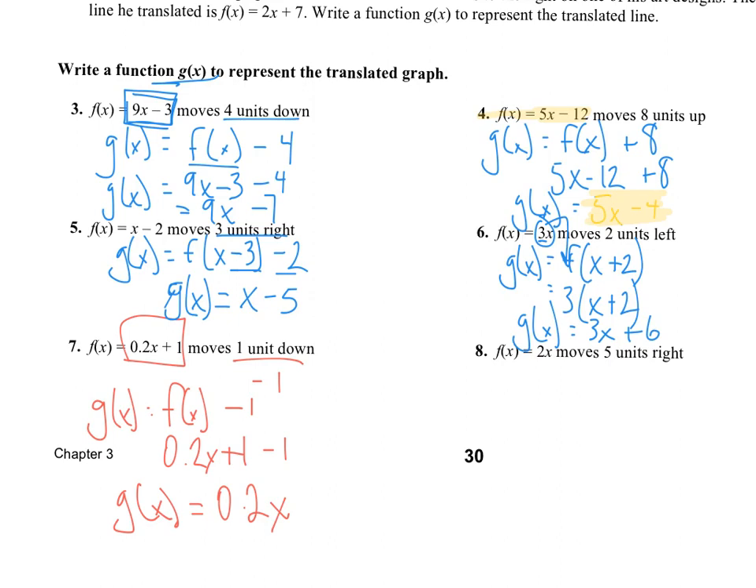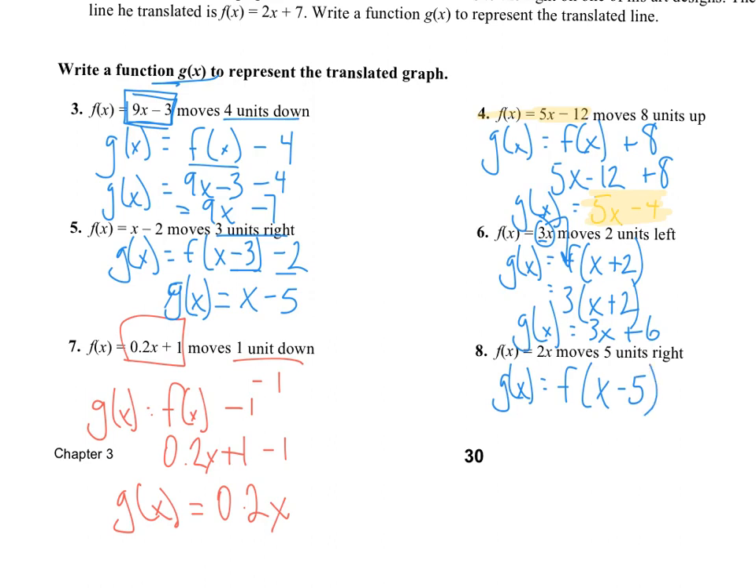Sweet. Okay, let's look at the last one. Again, g of x is going to equal, right, we have our function 2x. It's going to move 5 units to the right. So it would be 5 units to the right, so minus 5. All right.